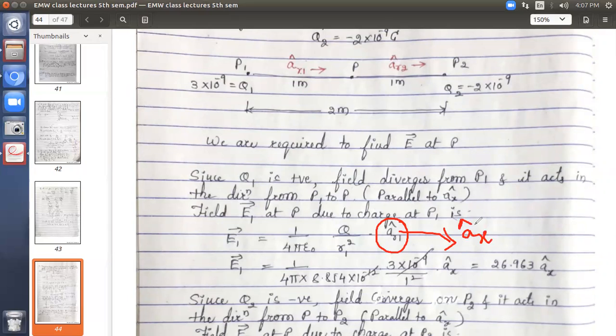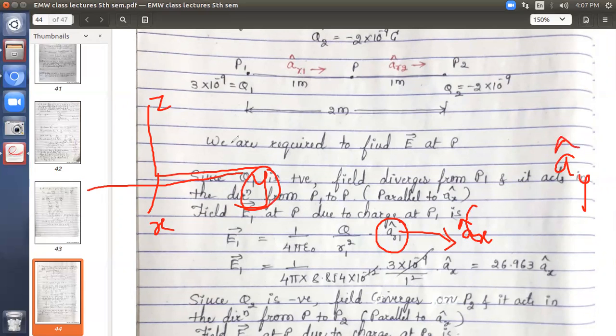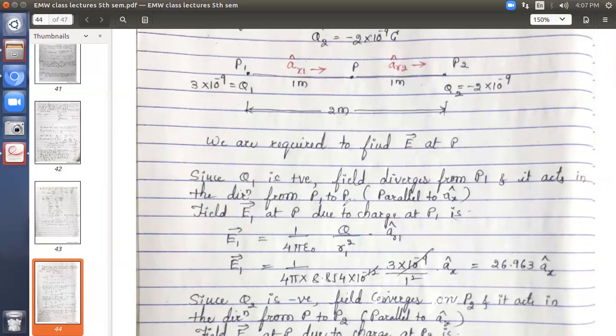I am taking horizontal as AX. But if you want to consider this coordinate system with this as X, this as Y and this as Z, the horizontal axis will be Y. In that case, your unit vector will be AY. However, it is better to go for a simple two-dimensional X and Y, wherein this represents your X direction. If I choose like that, the unit vector AR1 will be AX. That's it. No AY, no AZ, because only one distance is specified. So I have written it here, AX.